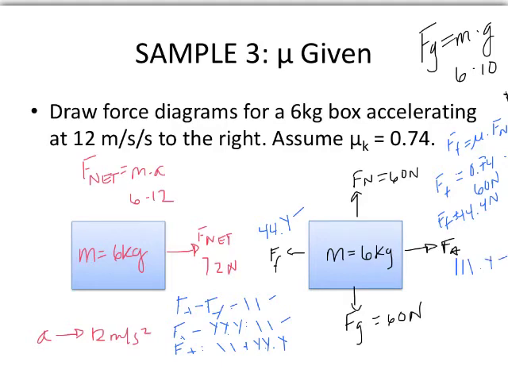Okay? So if you think about what we did, first we found our F net. Second, we found F sub g. Third, found force of friction. And then fourth, use that to find F A. Okay?